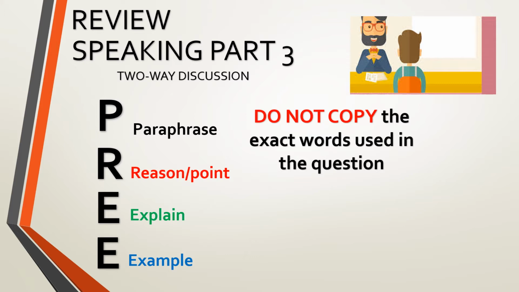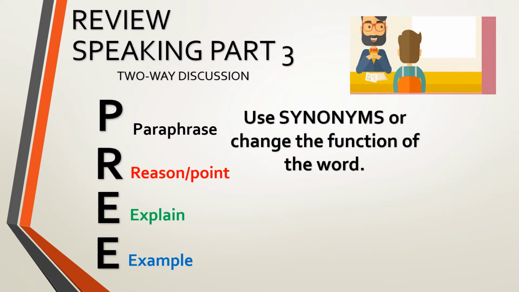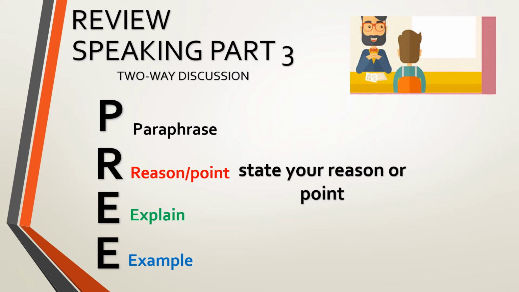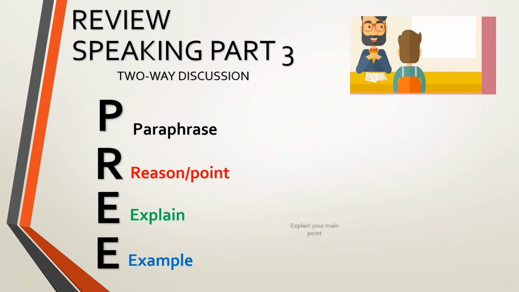Alright, so for paraphrasing, we have been learning that this is very important because the range of vocabulary is determined by how well we change some keywords into their synonyms, without copying exactly the words uttered by the examiner. After we give our reason, which is mainly our single main point, we must clearly explain this by answering the question how and or why.